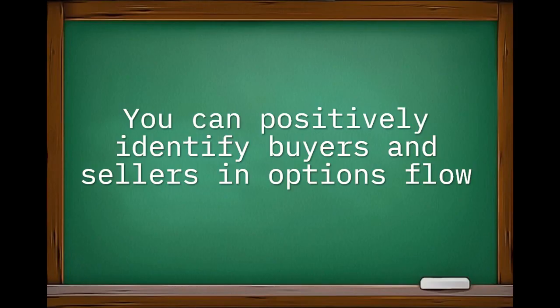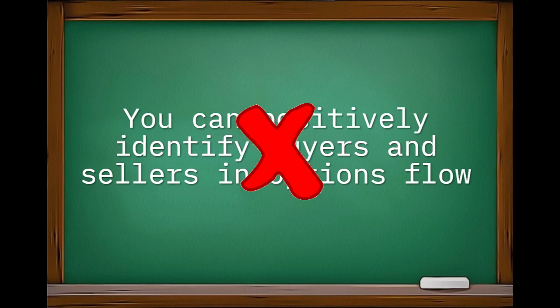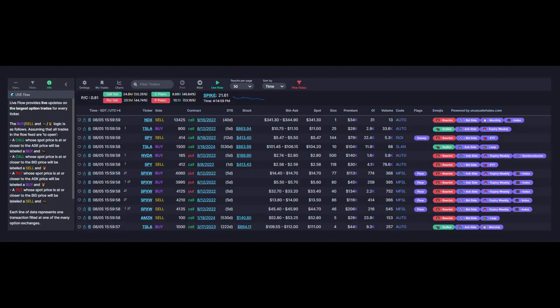The first myth/misconception is that you can positively identify buyers and sellers in options flow. The reality is that we can never know with 100% certainty if an option was purchased or sold. We can attempt to use the price that the option transacted at and its relationship to the bid and the ask price in order to try to analyze the trade activity.